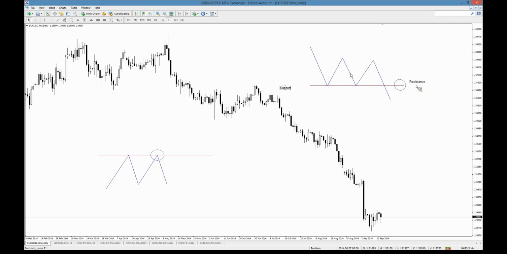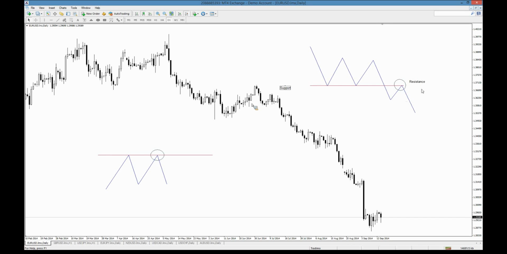So we're actually looking for what we term a price flip. We're looking for price to come back up to the level, and we're looking for it to hold as resistance, and we're looking for a selling opportunity to continue lower, okay?